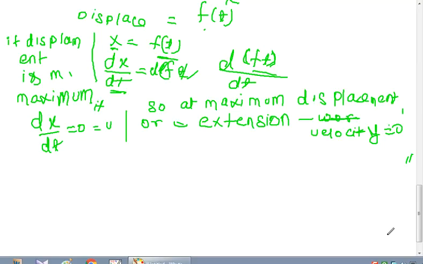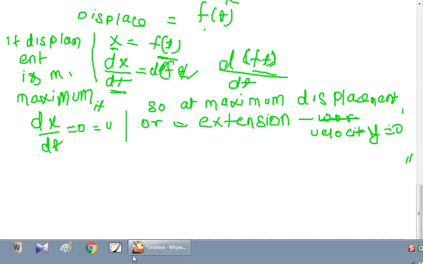If you know the concept, then this question is one of the simplest. So let's solve the first question.